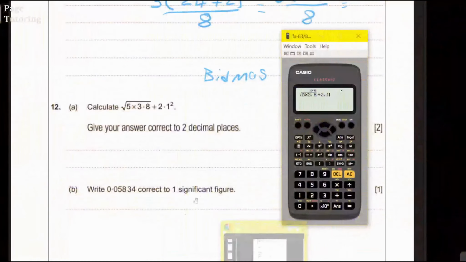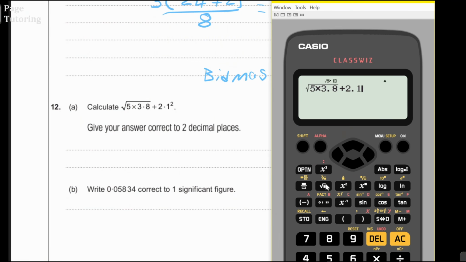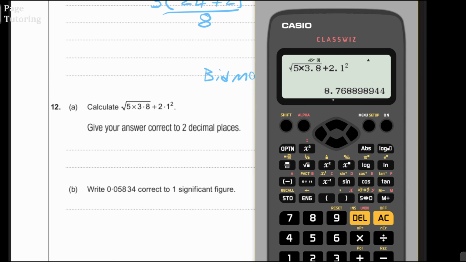So I'm just going to zoom in a little bit. So there's our square root sign. And then we're going to use this squared sign so it looks like x to the power of 2. I'm just going to click that there. And we get 8.768889 and all of these different numbers. But it says give your answers correct to 2 decimal places.